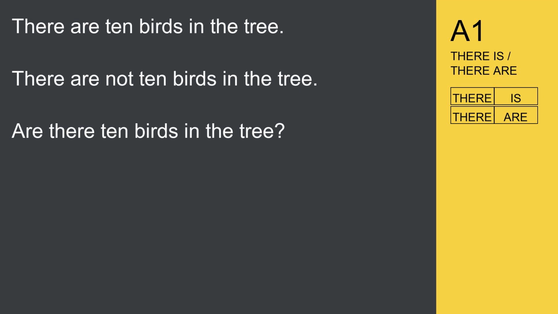There are 10 birds in the tree. There are not 10 birds in the tree. Are there 10 birds in the tree?